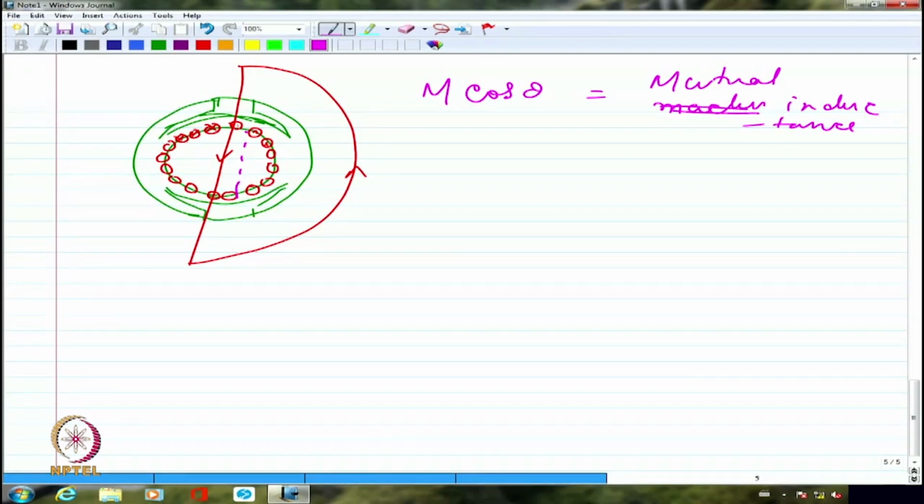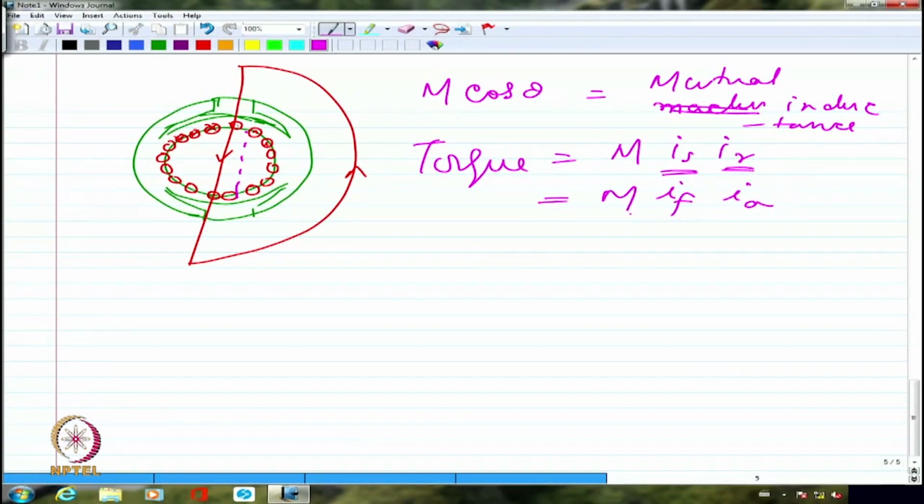The commutator is essentially a DC to AC or AC to DC converter. So, what we do in a DC machine is to make sure that the maximum contribution comes from the mutual inductance between the stator and rotor. And that essentially contributes to the torque being simply M times IS and IR. And what is IS? That is actually the field current. What is IR? That is the armature current. So, the torque will come out to be M times IF and IA. That's it. Nothing more than that.